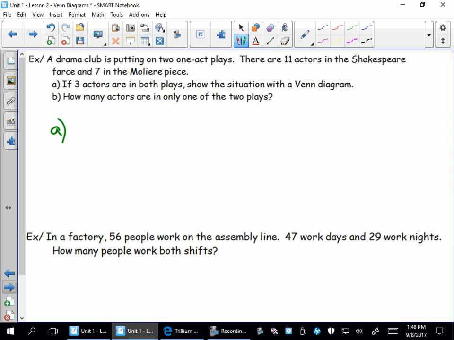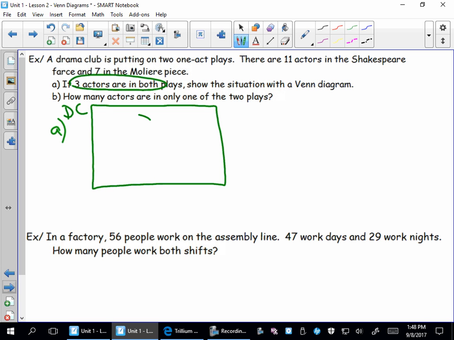So what do we have? We've got our drama club. That's my box, my universal set, the club. I'm going to call it DC for drama club. And within that, I have Shakespeare and Moliere as my 2 plays. And I'm talking about the actors in them. So the thing I need to think about is, is there an overlap? Is there people who are doing both? And it tells us, yeah, there's 3 of them. Okay, so this is Shakespeare. This is Moliere. There's 3 people who are doing both. That's the number 3.